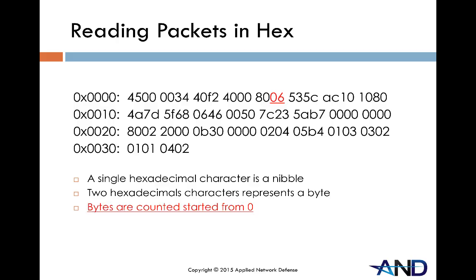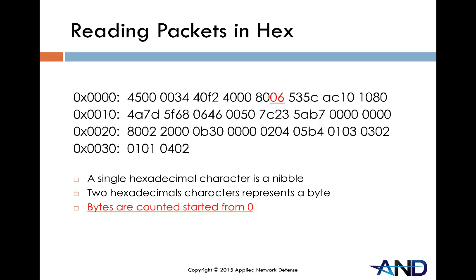Well, the first thing to consider is that bytes are counted starting from 0. And I highlight this in red because this is really important, because as humans, we tend to want to start counting at 1. But in computer science, most of the time, we're going to count with 0. So we can count here, and we start with the first byte, which is 45. The second byte is 00. We would actually count those from 0. So the 0 byte is 45. The first byte is 00.